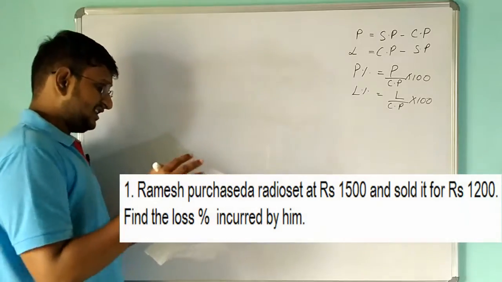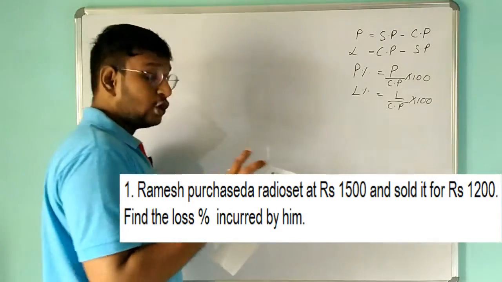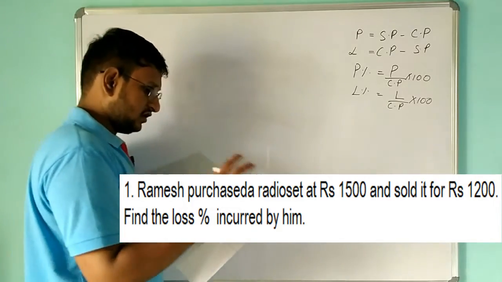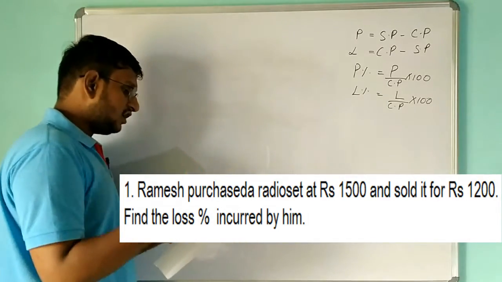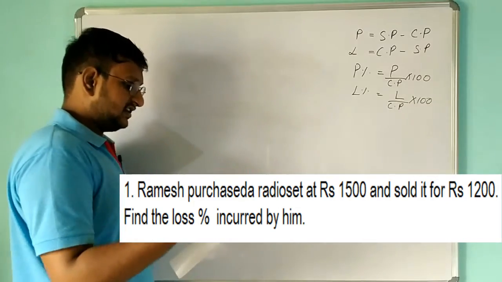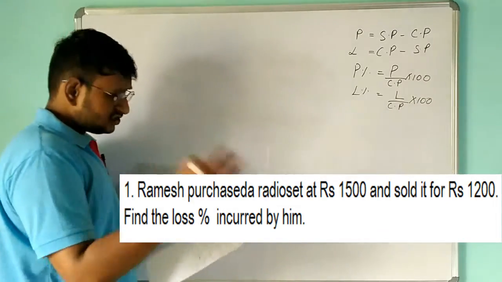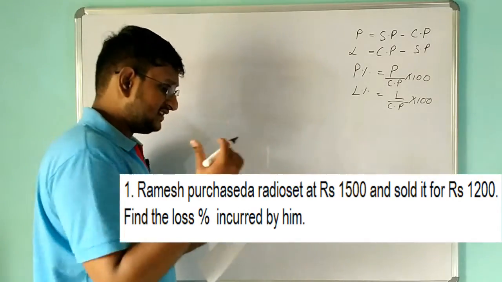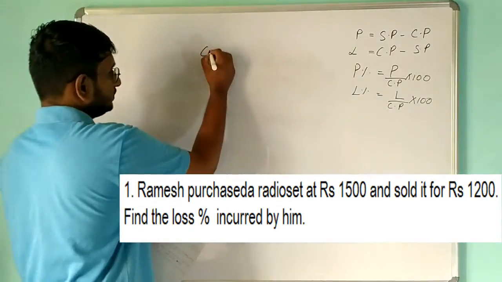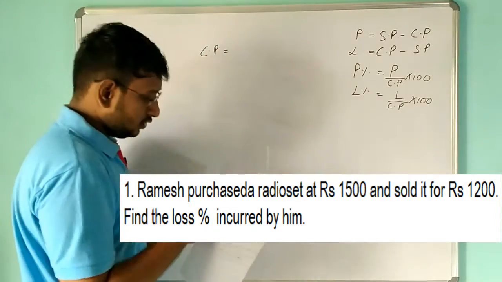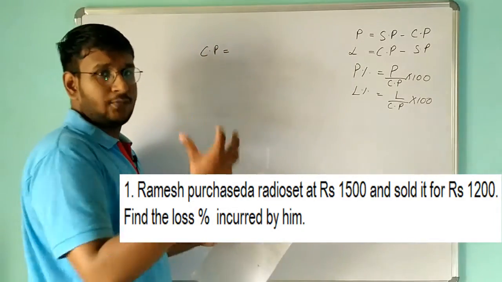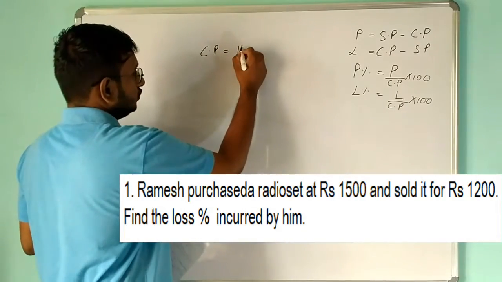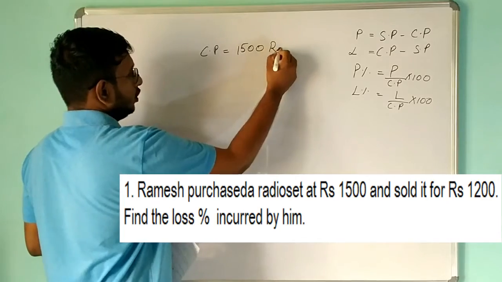I have taken a problem over here. Ramesh purchased a radio set for 1500 rupees and sold it for 1200. Find the loss percentage by him. It is clear that his cost price is greater than the selling price. What is his cost price? Cost price is the price that he has incurred to buy a product. He bought the radio set for 1500 rupees, so 1500 is his cost price.